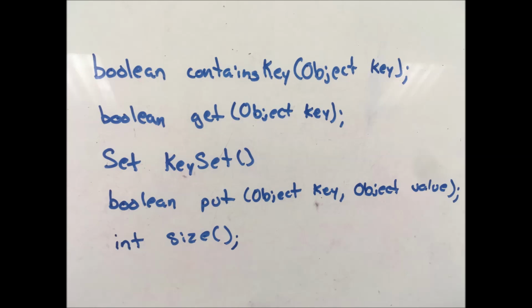Boolean containsKey returns true if this map contains a mapping for the specified key. Get returns the value to which the specified key is mapped, or null if the map contains no mapping for this key. Set keySet returns a set containing the keys in the map. Put adds the key value pair into this map, returns the previous value associated with the specified key, or null if there is no mapping for the key. Int size returns the number of key value pairs in this map.